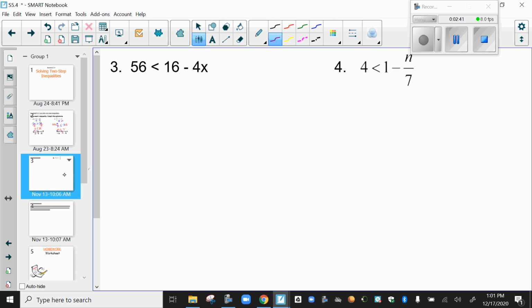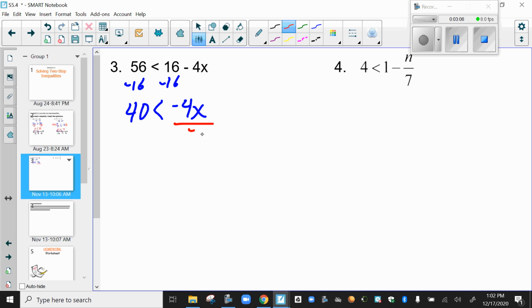All right, let's do some more. Now I have 56 is less than 16 minus 4x. So we're going to start by finding our variable and undoing our constant. I'm going to say, here's my variable, here's my constant, 16. I'm going to do minus 16 and minus 16. That's going to get me 40 on this side. Less than negative 4x.